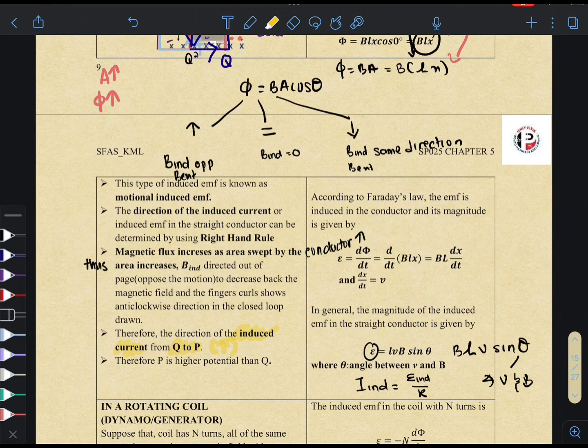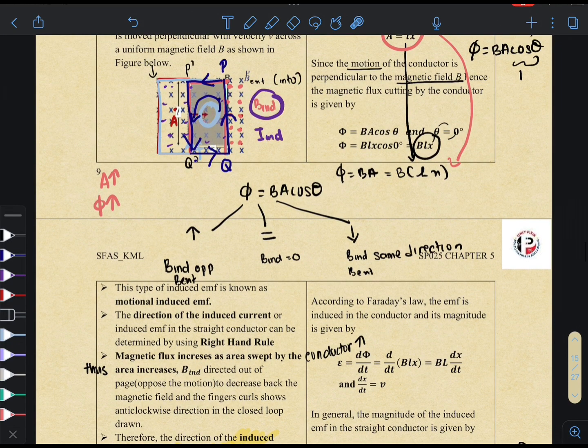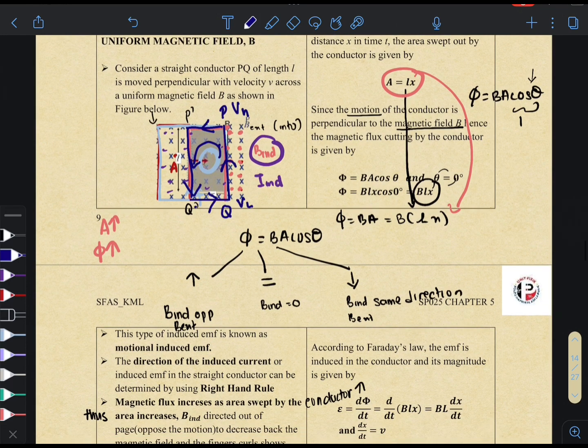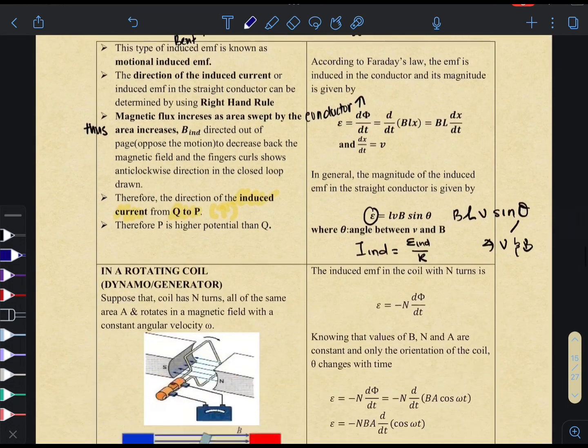Okay, so when your current is flowing in that particular direction, therefore, kamu akan ada potential at P is higher than potential at Q. Potential dekat P ni lebih besar daripada potential dekat Q. So, this one has a higher potential. V kamu besar. Dekat sini V kamu lower. Dekat sini high potential, low potential. Because the current is flowing from Q to P. Dia akan flow daripada low potential to higher potential.